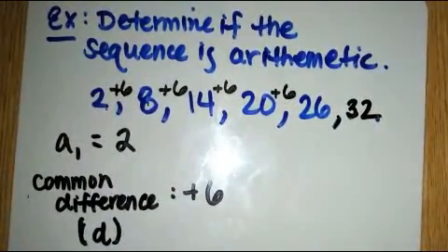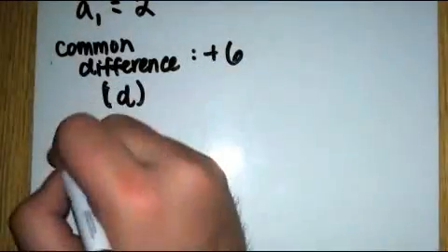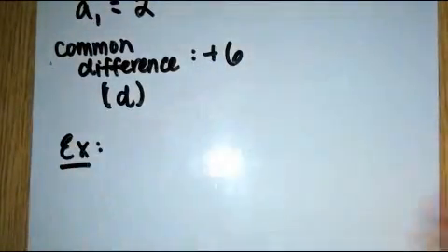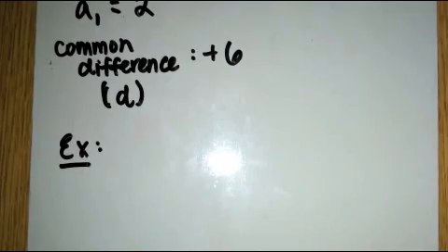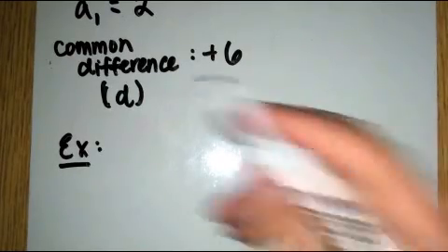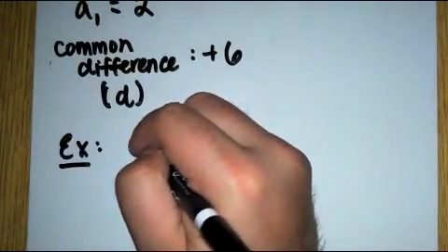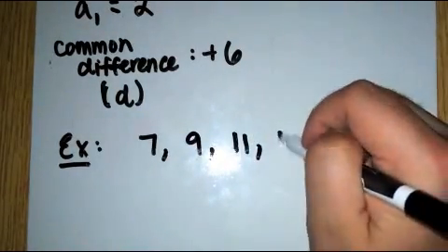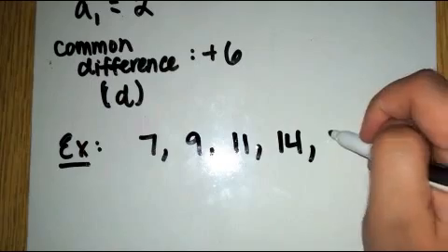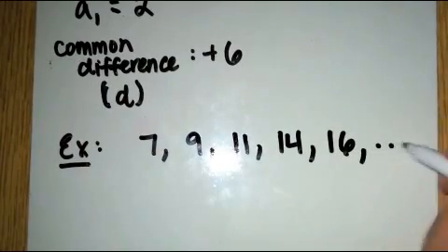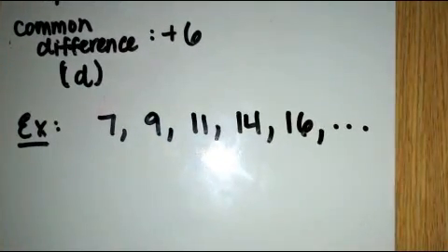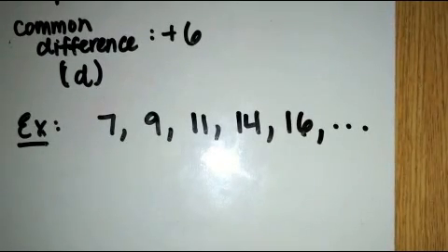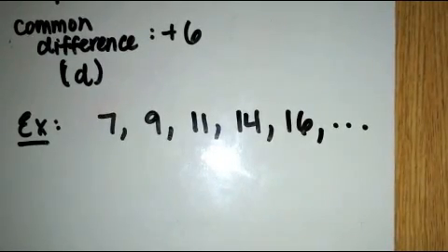Okay, so I'll give you another one. Again, just a simple yes or no. Is the following sequence arithmetic? If I said to you 7, 9, 11, 14, 16, and so on. Okay, so what would you think? Do you think that this is arithmetic? Well, the answer is no.